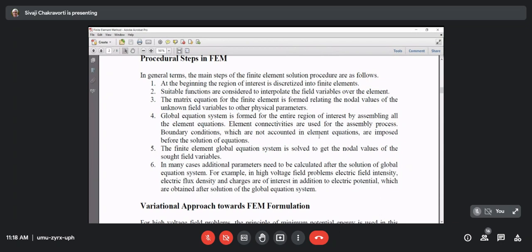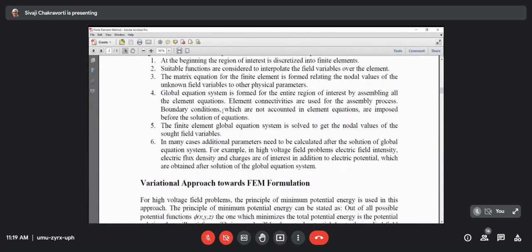Then we take our formulation, whether it is Galerkin or variational, and we form the coefficient matrix, that is the matrix equation, of course satisfying the field condition. That means either it is satisfying Laplace's or Poisson's equation in the Galerkin method, or by minimizing the energy of the field in the variational approach. And then we write the global system of equations for all the elements.